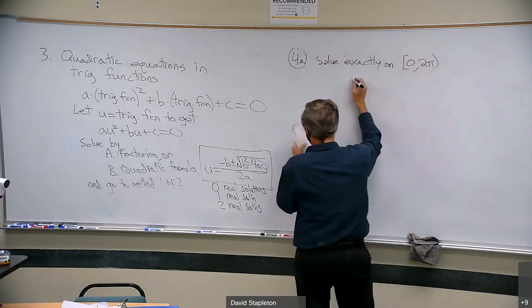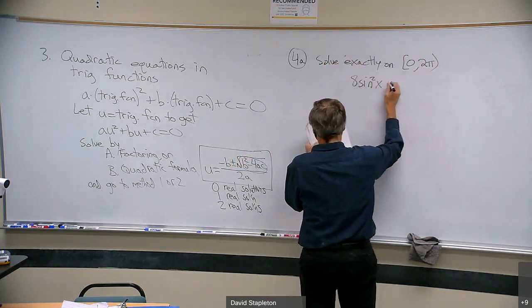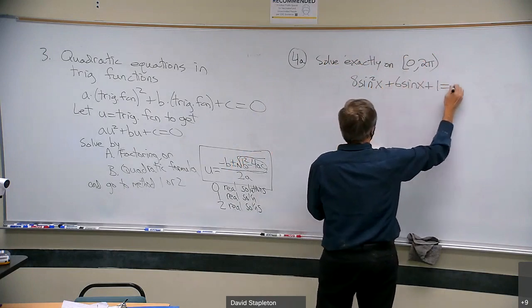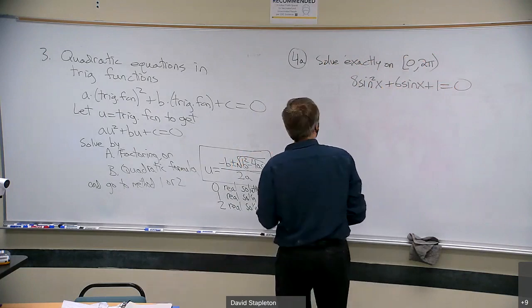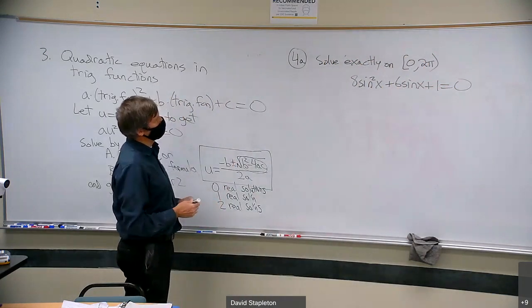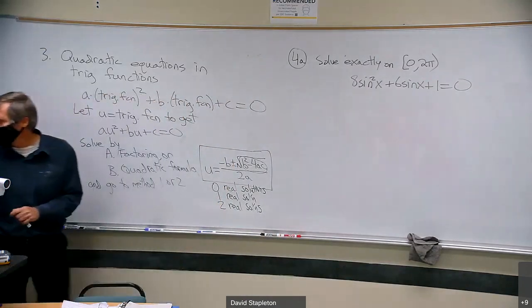The following: 8 sine squared x plus 6 sine x plus 1 equals 0. How about that? Which method do I use? 1, 2, or 3?